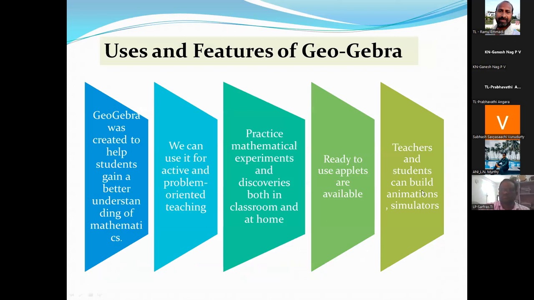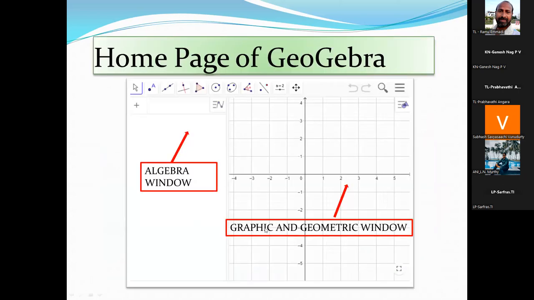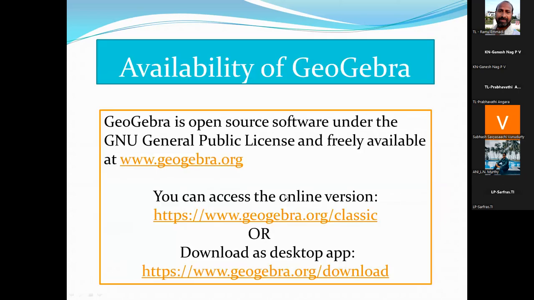So next is, teachers and students can build animations and simulations. You can build your own animations and simulations according to the topic, like geometry and graphics. So various topics are also there. Next is the availability of GeoGebra.